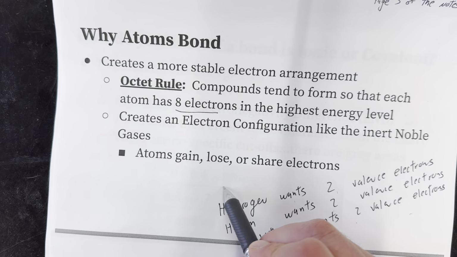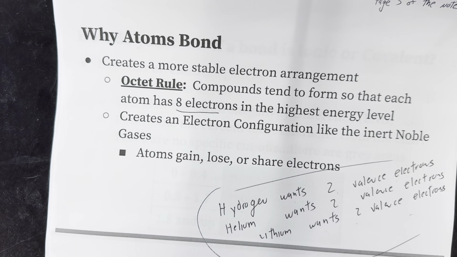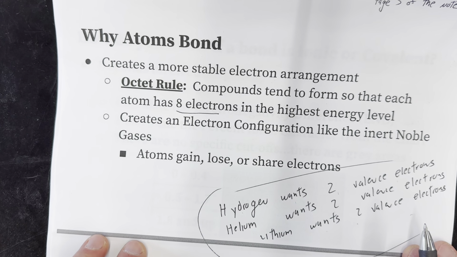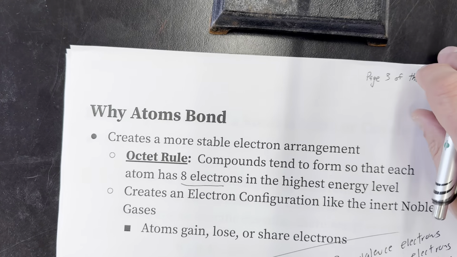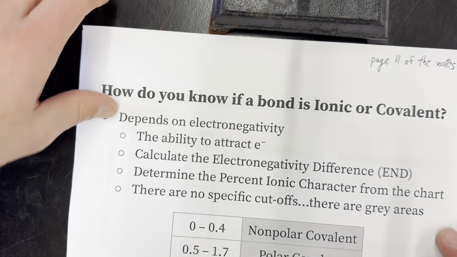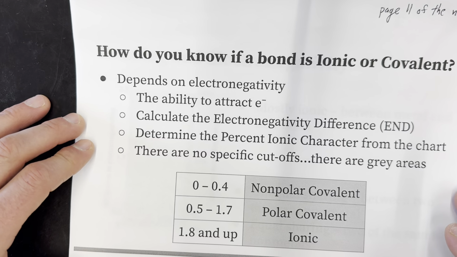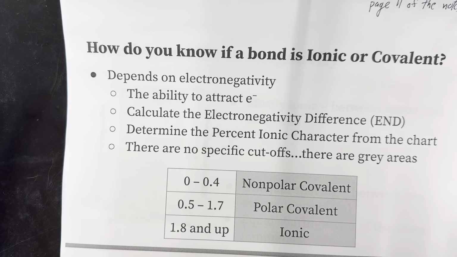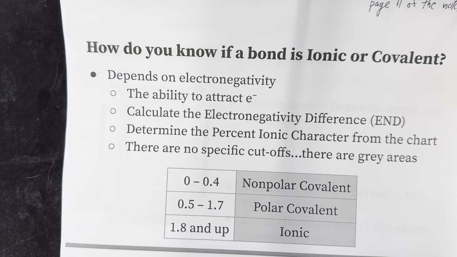So this part right here is going to become important for the last few pages of the notes, so I'm going to skip ahead to that in a moment. Okay, so how do we know if a bond is ionic or covalent? Because we just learned about the fact that ionic bonds transfer electrons completely from one atom to another, and covalent bonds share electrons between two atoms, in order to become more stable.